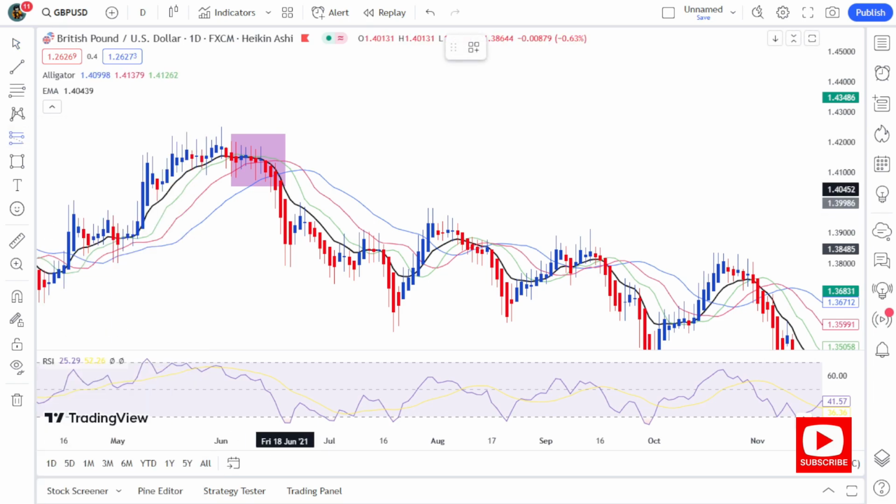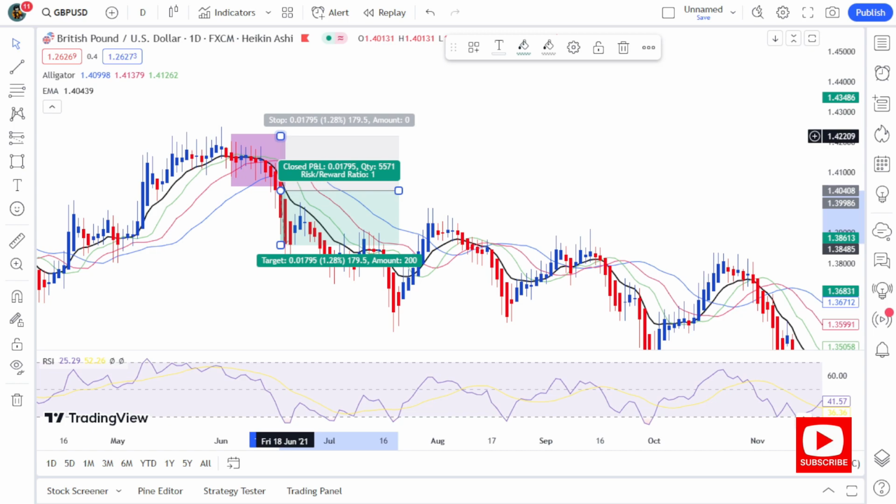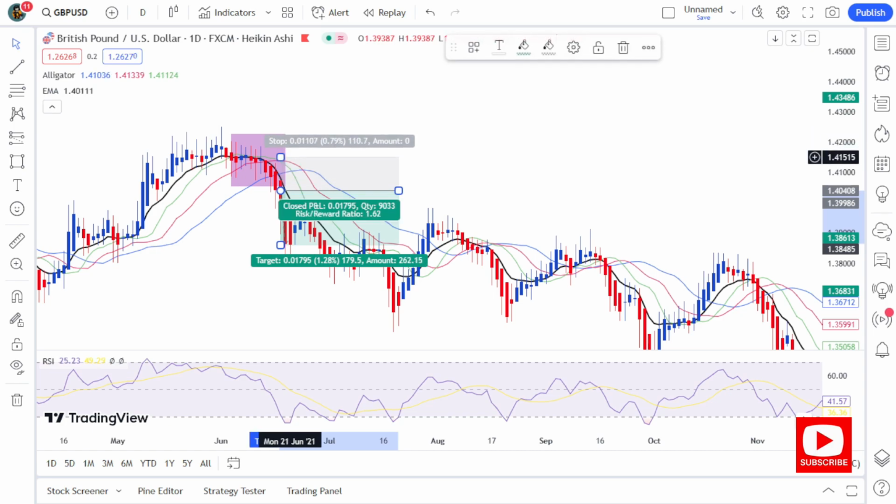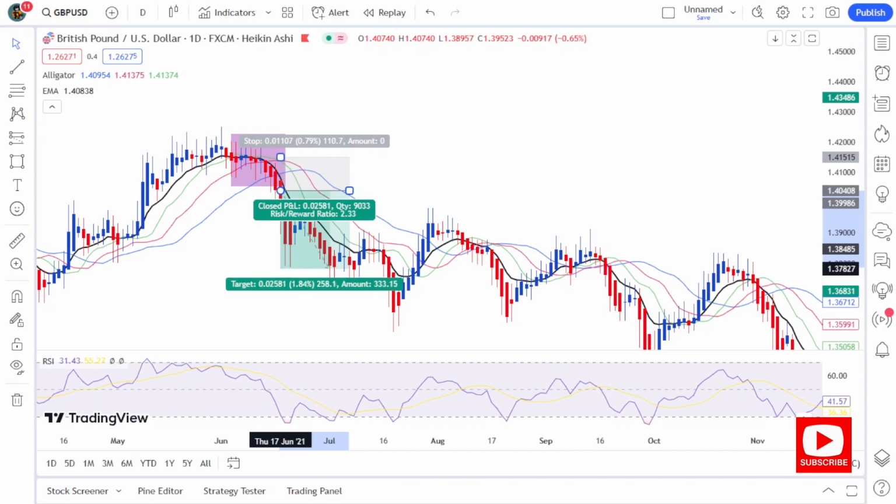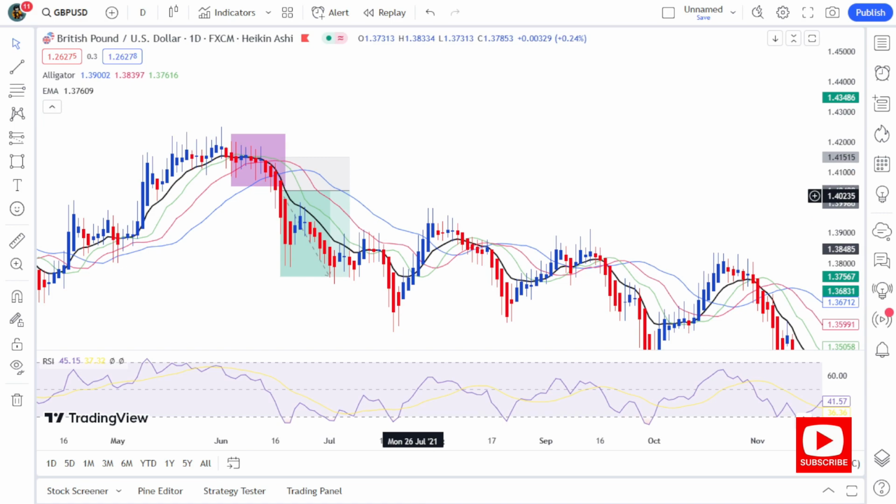So we put our short position, stop loss above the alligator indicator, and I'll take profit 2%. Now, as we can see, we can go on, and this strategy is very lucrative if you're willing to hold trades for a longer period of time, because I basically like using this strategy on the daily time frame and the 4-hour time frame, because those are the time frames where price is less noisy.